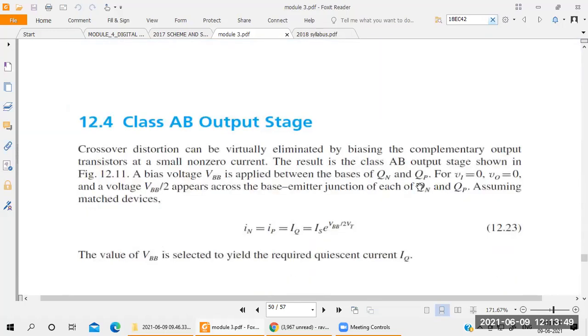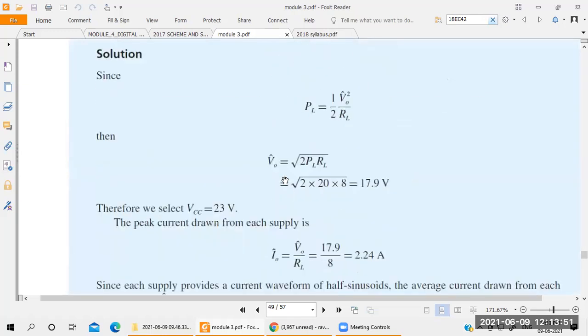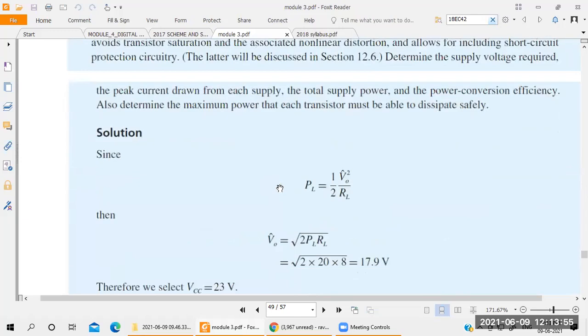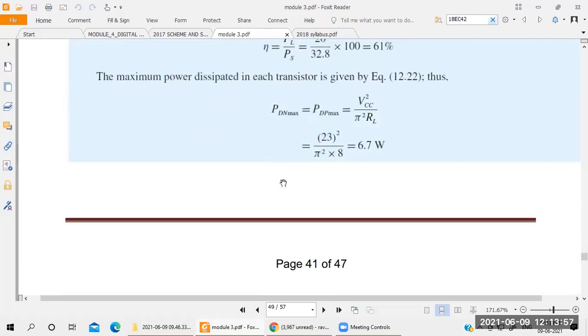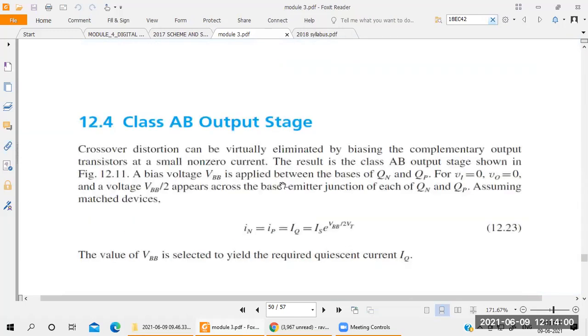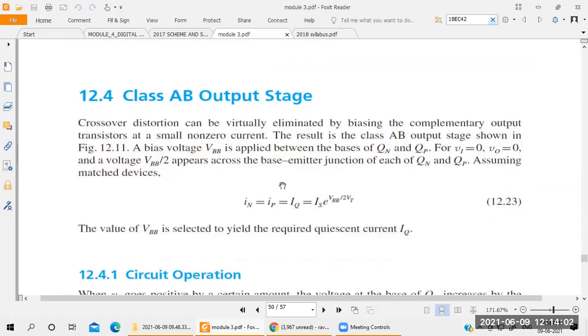So next, take class AB. Understood this problem? This is very important here. In the exam, they can ask 6 to 8 parts here. So all of you go through this problem. Next, take class AB output stage. Okay, next you can take the topic class AB.